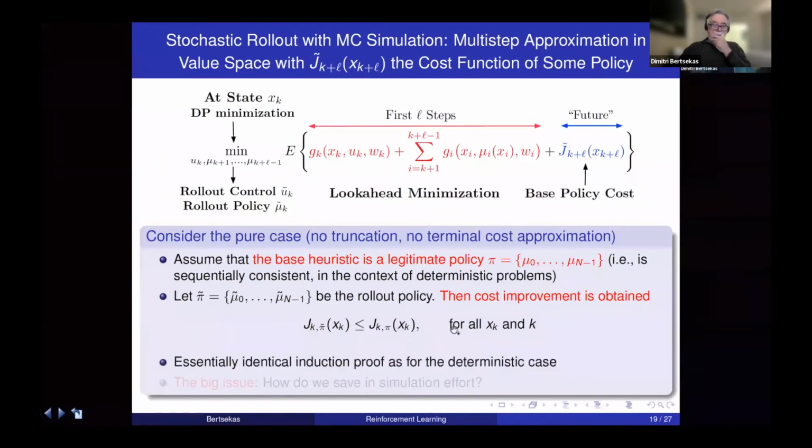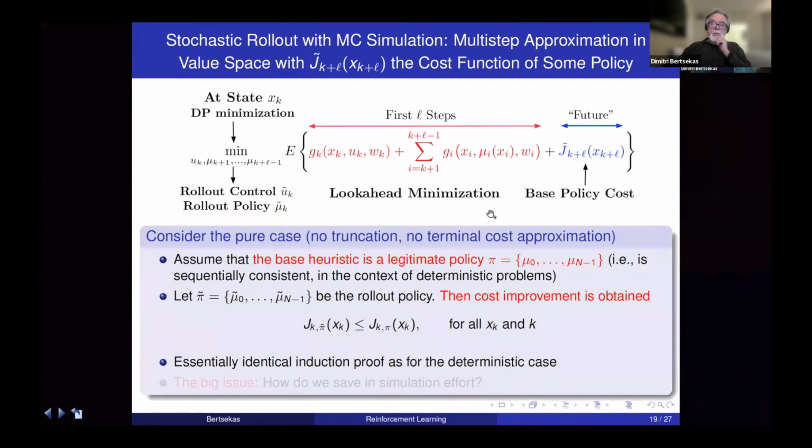And the proof of this is essentially the same induction proof as for the deterministic case, which I think I gave in the previous lecture. Of course, this assumes that there is no truncation and no terminal cost approximation. So it holds under some idealized conditions.